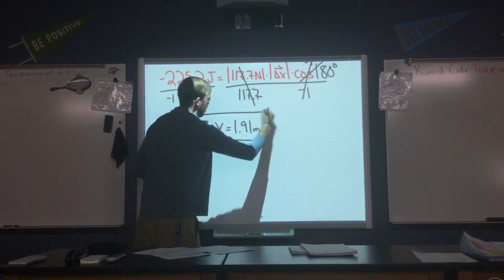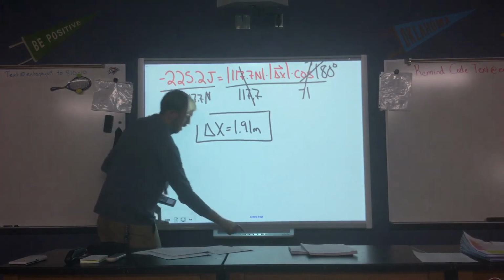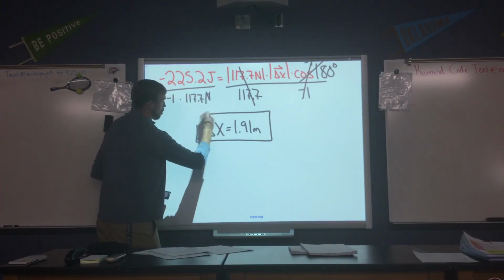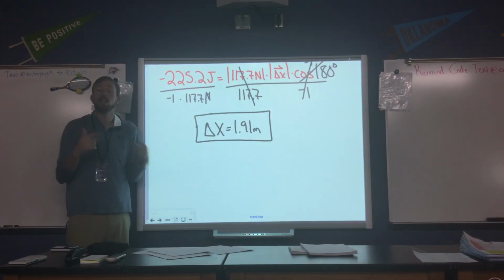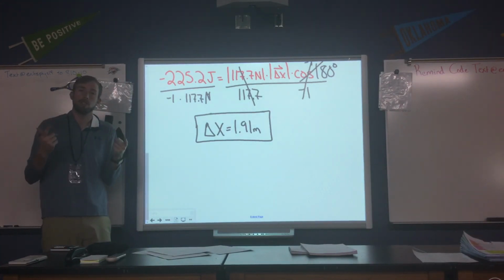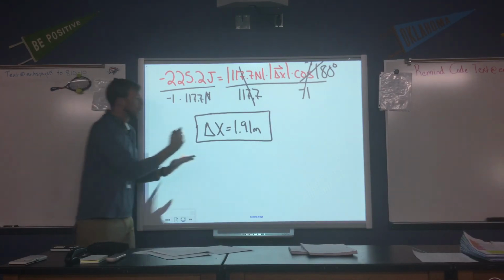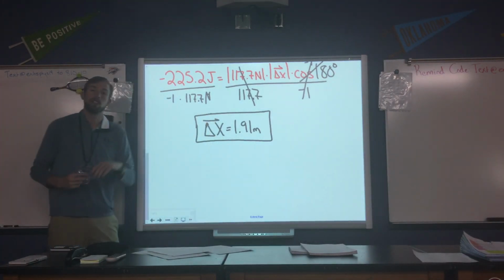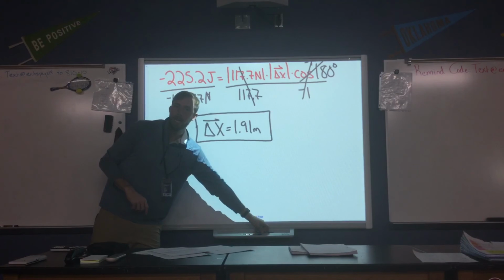Now this value tells me, and sorry, sometimes the board is not like how I draw, I apologize, I do my best, but this tells us the lawnmower moves 1.91 meters as friction is doing work to slow down the lawnmower. Now we were told we have about 2 meters of space. This is slightly under 2 meters, so we have enough space for the lawnmower to be able to slow down.